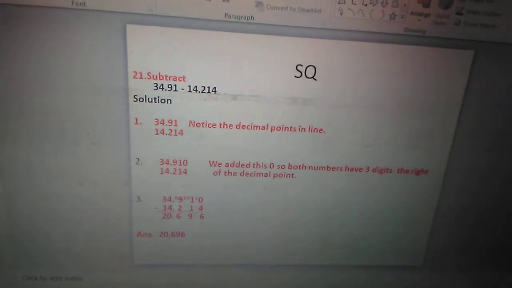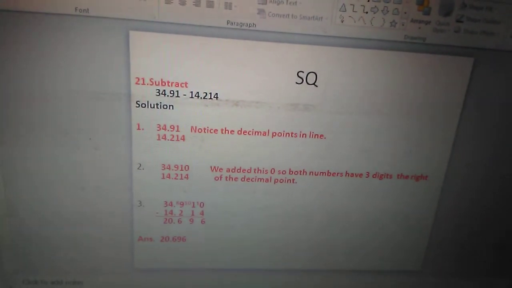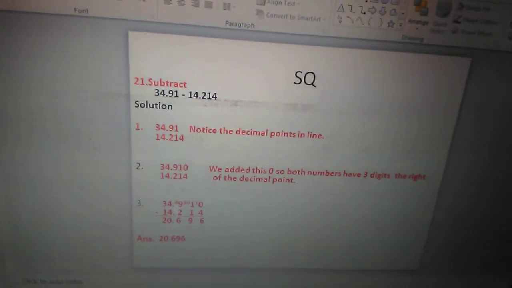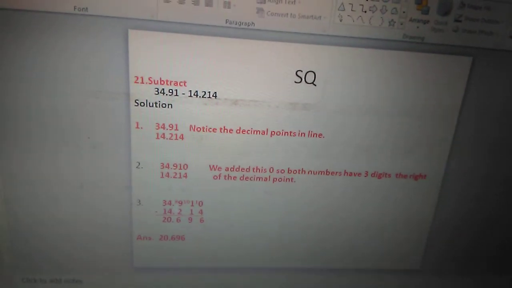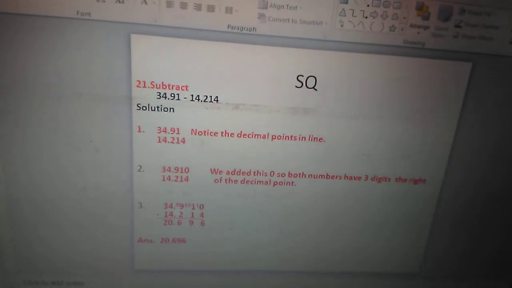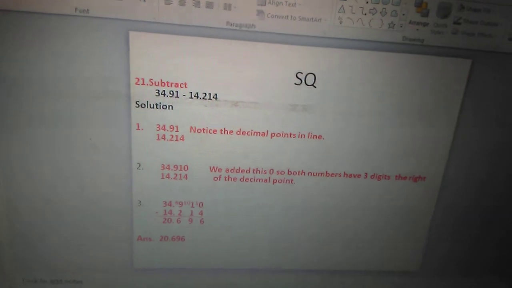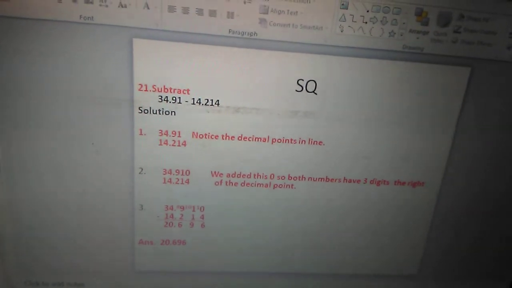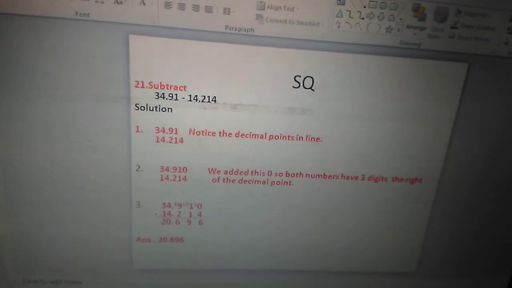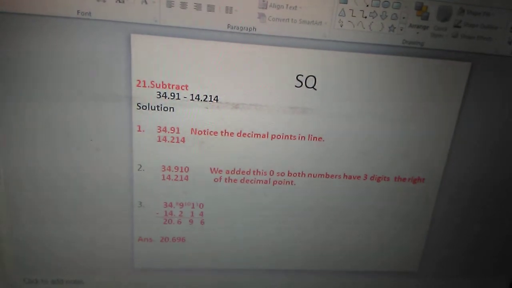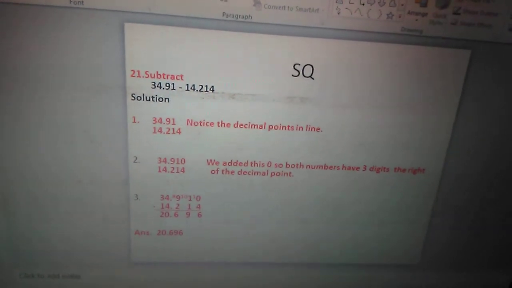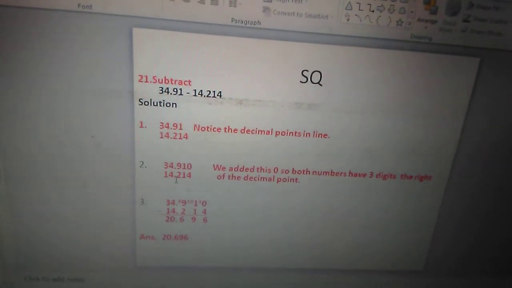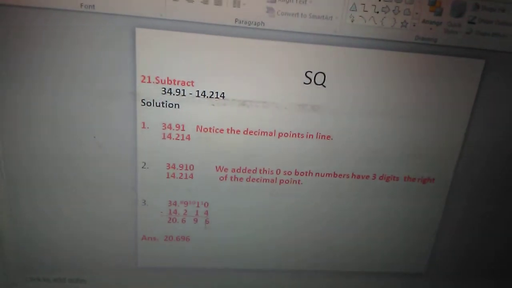Let's go for subtraction. 34.91 minus 14.214. So 34.91 is written, 14.214 is written. But look here, in the second number, one digit is more in the decimal place. So we have to add a 0 to the first number. So look here, we wrote here 34.910 and 14.214. Now we added the 0.